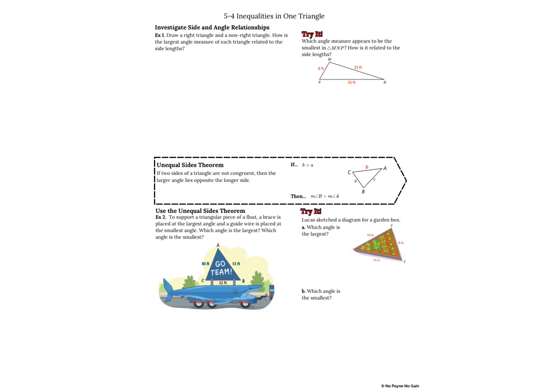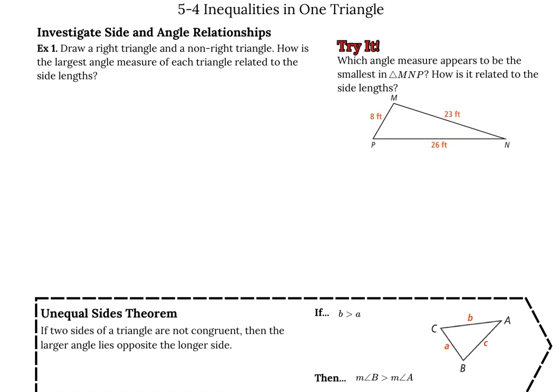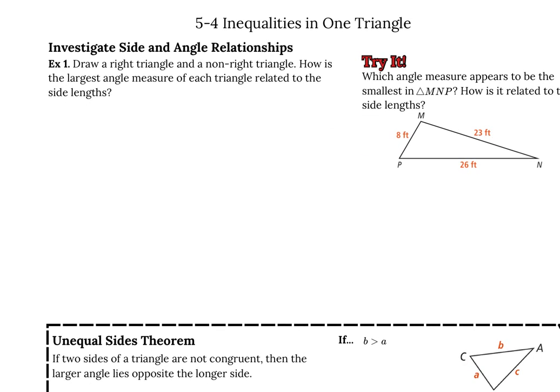4 inequalities in one triangle. All right, so example 1, draw a right triangle and a non-right triangle. How is the largest angle measure of each triangle related to the side lengths?